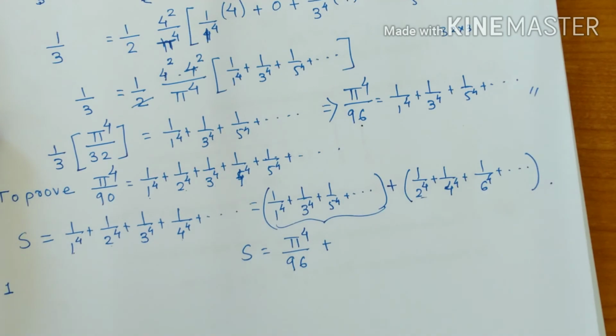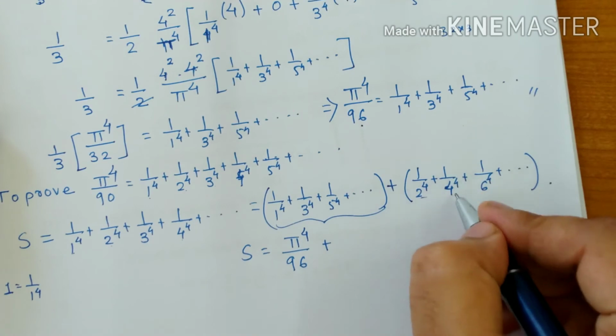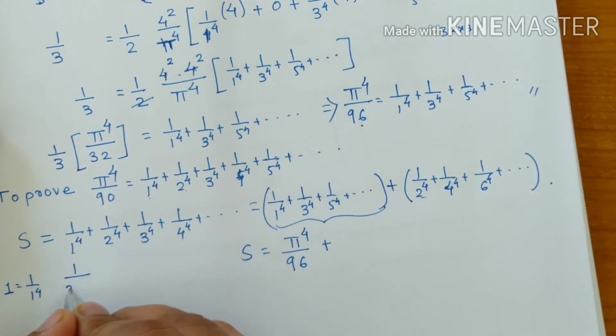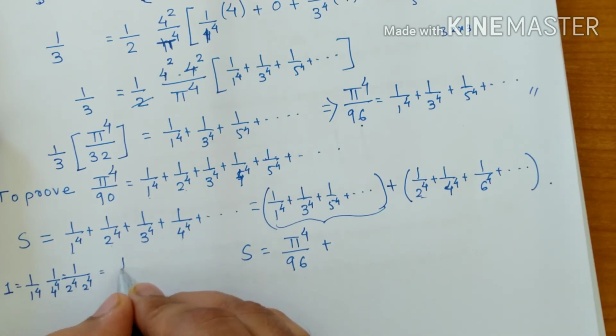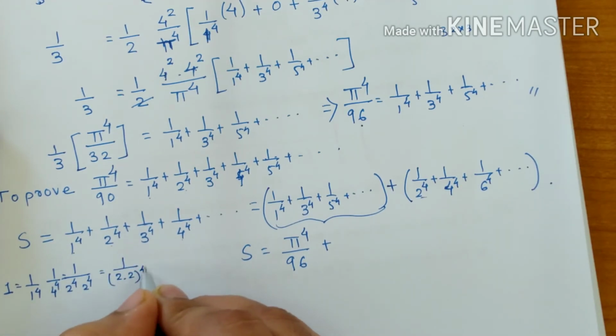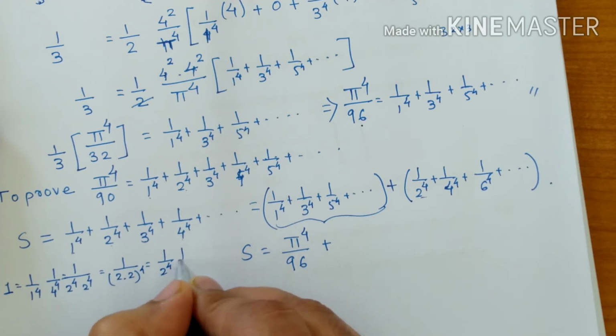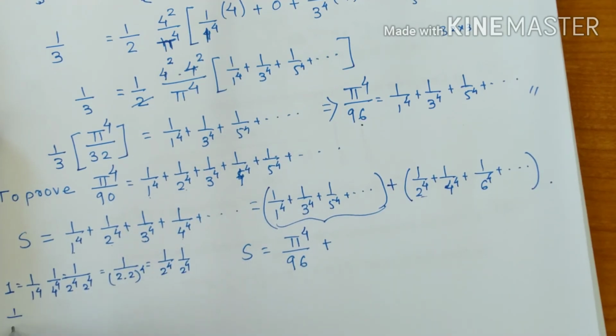So in the first place we get 1, but 1 can be written as 1 upon 1 raised to 4. Now 1 upon 4 raised to 4 can be written as 1 upon 2 raised to 4 into 2 raised to 4. See now, 1 upon 4 raised to 4 means what? 2 into 2 raised to 4, which is nothing but 1 upon 2 raised to 4 into 1 upon 2 raised to 4. Now what about 1 upon 6 raised to 4, which can be written as 1 upon 3 into 2 raised to 4, that is 1 upon 3 raised to 4 and 1 upon 2 raised to 4.